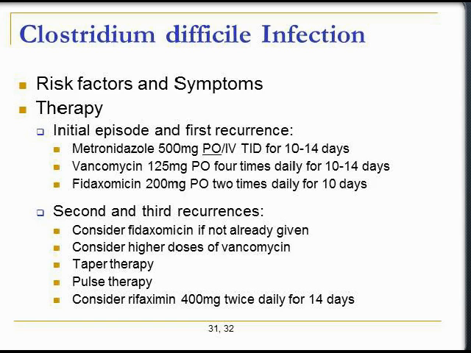It can be either metronidazole, vancomycin, or fidaxomicin for initial episodes and first recurrences. And then for second and third or multiple recurrences, it's sort of like the Wild West. So consider fidaxomicin, higher doses of vanco, maybe use taper therapy, pulse therapy, fecal transplants, a lot of different options you can go through when you start having patients with multiple recurrences.